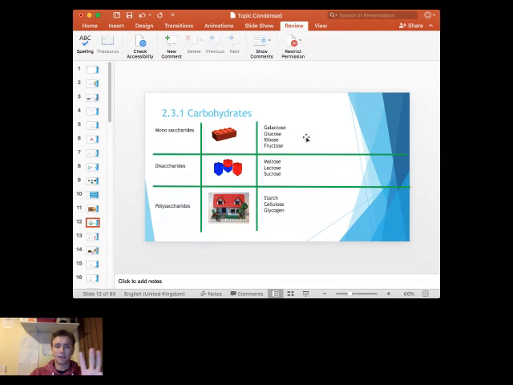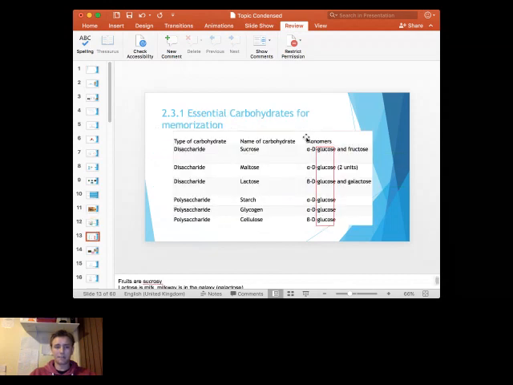Okay, so carbohydrates have three different classes. You have to be able to describe how different polysaccharides and disaccharides are made up of monosaccharides. The three disaccharides that you have to know are sucrose, maltose, and lactose. Sucrose is made up of glucose plus fructose. Maltose is made up of two alpha glucoses put together, and lactose is made up of beta glucose and a galactose.